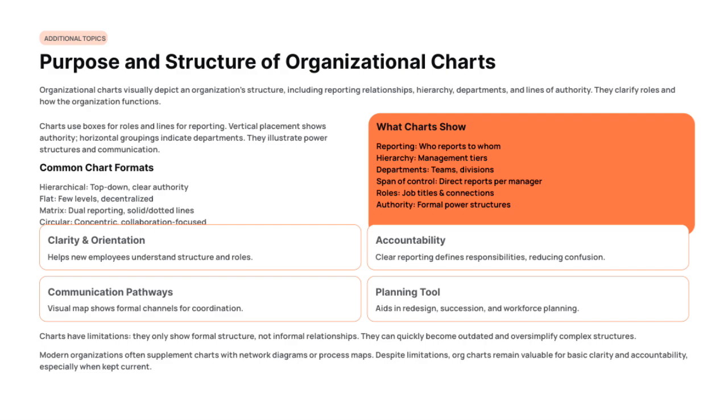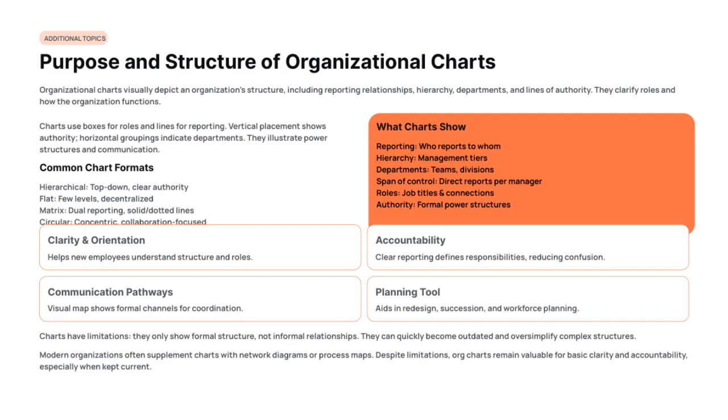They serve as a planning tool by visually mapping out formal channels for coordination and communication pathways. Clear reporting lines help define responsibilities, which reduces confusion and promotes accountability. For new employees, these charts are invaluable for understanding the structure and their roles within it. They clarify who reports to whom, the hierarchy levels, and the different departments or teams.